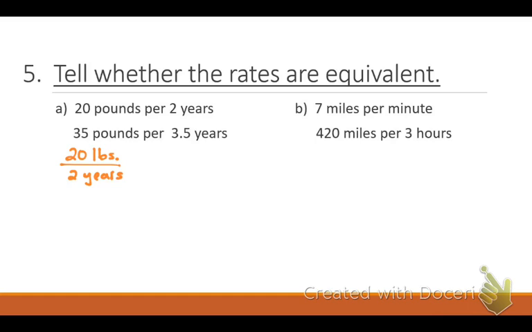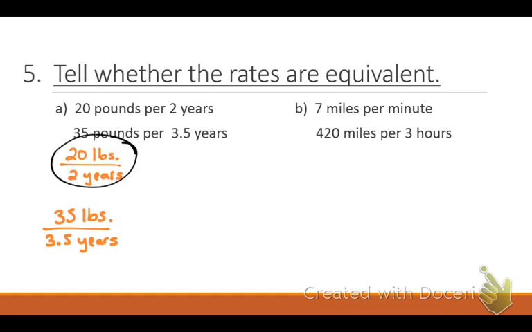How would I write this second one, 35 pounds per 3.5 years, as a ratio, guys? 35 pounds per, or over, 3.5 years. Now, as I said, we are going to find the unit rate of both. In order to find that, what does the fraction bar right here mean? What operation? Divide. So I want you to figure out, guys, we should hopefully be able to do this in our head.